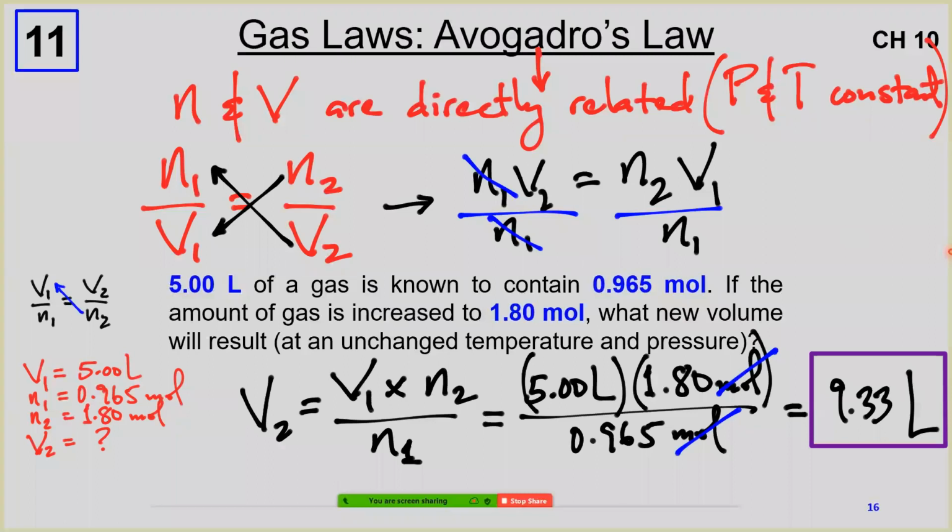So as you can see here, according to Avogadro, increasing the number of moles would result in the expansion of the gas. So you can see how the liters increase from 5 liters to 9.33.